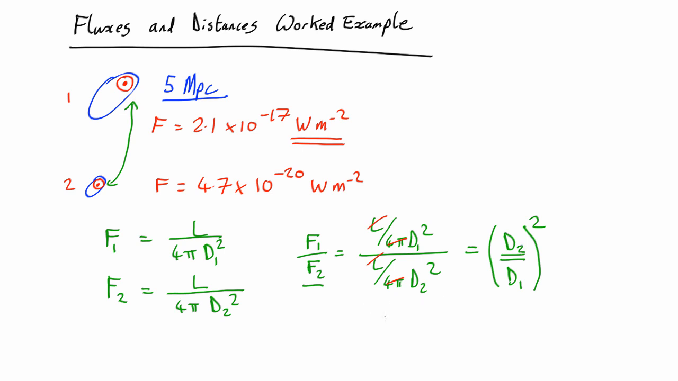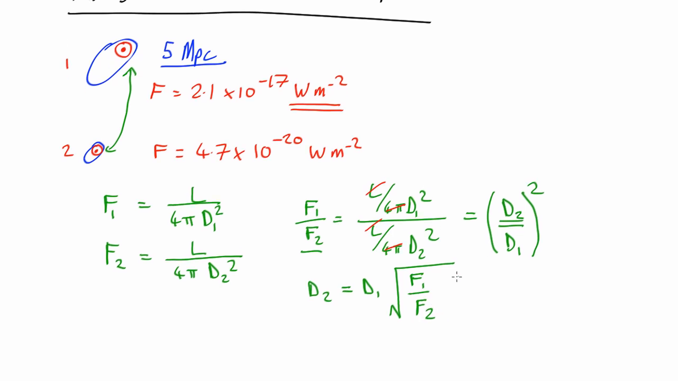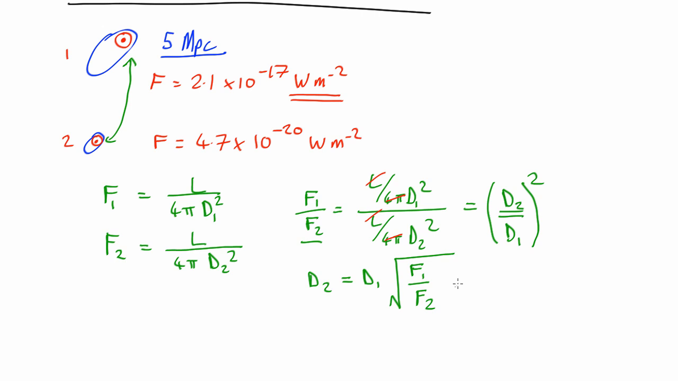So let's take the square root of both sides of this equation and rearrange, and we find that d2 is equal to d1 times the square root of f1 over f2. Plug in numbers, and we find this comes out to a whopping 106 megaparsecs. So if our assumption is valid, and the brightest stars here really have the same luminosities as the brightest stars there, then d2 is 106 megaparsecs away.